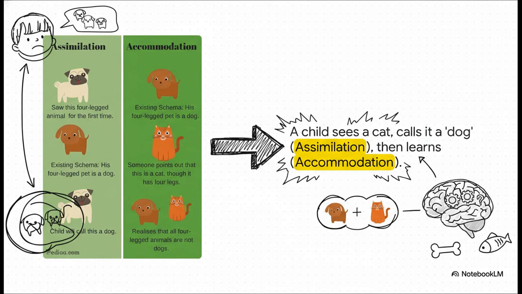And this slide illustrates it perfectly. So you have a little kid who has a schema for dog. You know, it's got 4 legs, it's furry, it has a tail. So the first time they see a cat, what do they do? They point and shout, dog. See, that's assimilation. They're trying to fit the cat into their existing dog folder. But when someone corrects them, their brain has to accommodate this new info. It creates a whole new cat folder, and their understanding of the world gets a little bit richer.